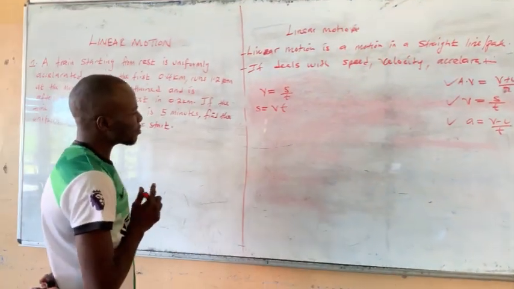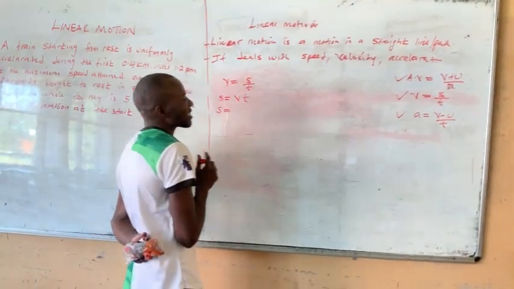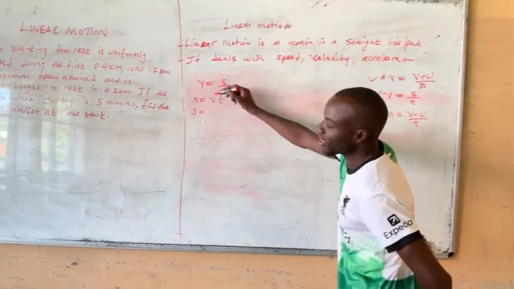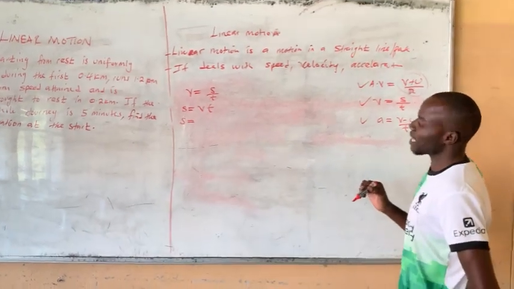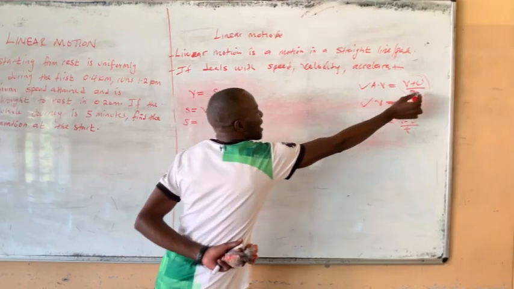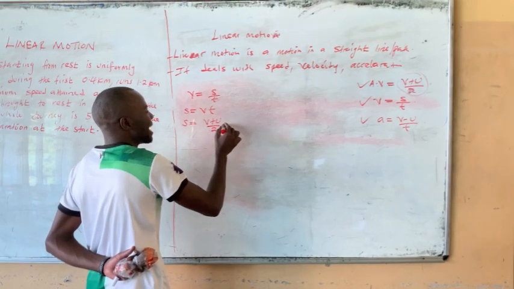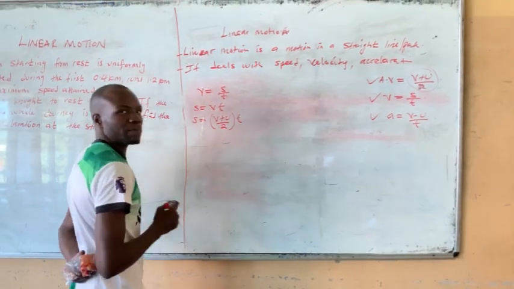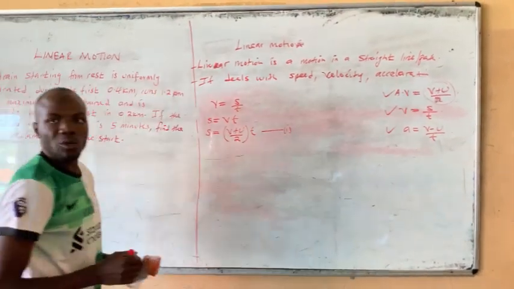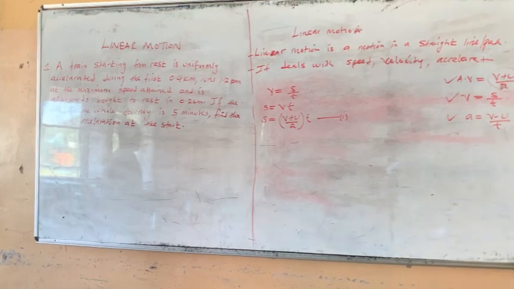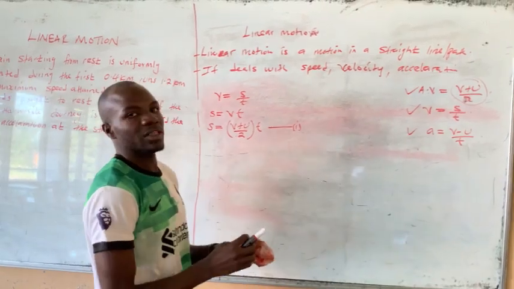Now s is equal to, where there is v, let us substitute, because this is velocity, and here we are given the formula for average velocity. Where there is v, I'll put that formula there. So here I will get v plus u over 2, and everything now will be multiplied by t. This is one of the equations of linear motion which you need to know. Let's keep this one here.